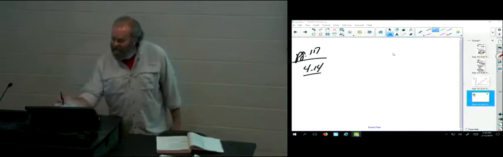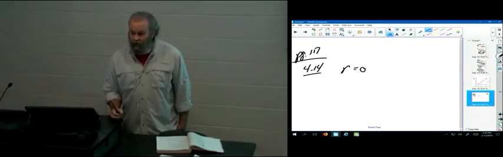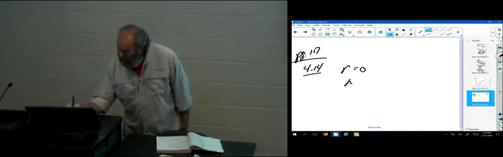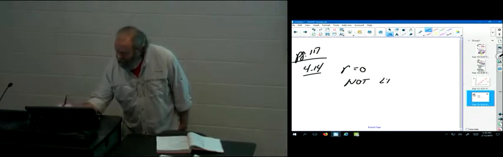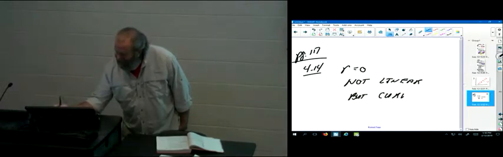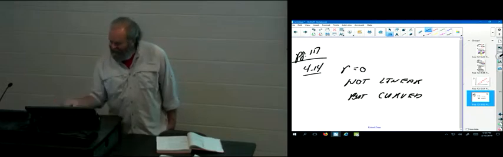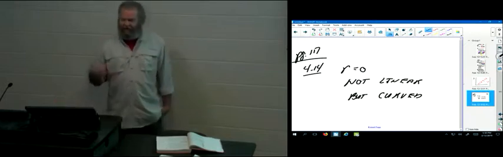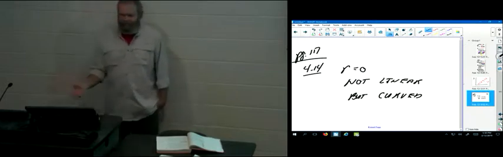Okay, so this is the one where R is zero. We calculated it, not linear, but curved. I don't know how else to get this across to you, that that's all the correlation is ever checking, the strength and direction of the linear. Okay?